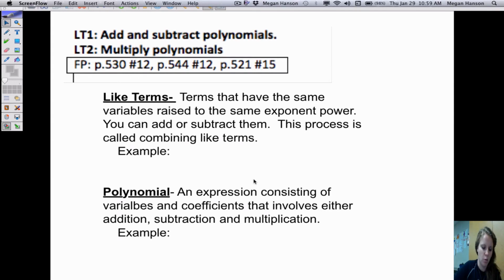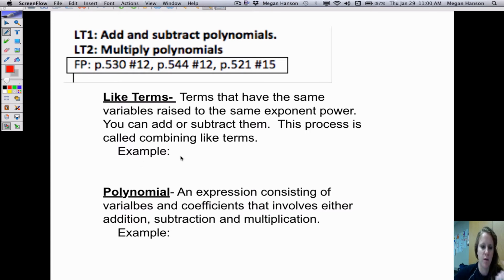Right, learning targets 1 and 2 we're going to do together here at the beginning of Unit 6. So we're first going to define some vocab words. Like terms are terms that have the same variable raised to the same power. You can add or subtract like terms. This process is called combining like terms. So make sure you get that down.